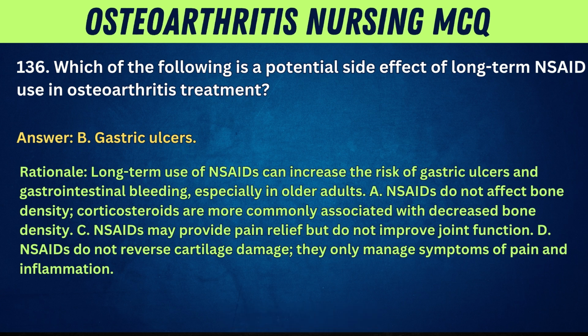Corticosteroids are more commonly associated with decreased bone density. C. NSAIDs may provide pain relief, but do not improve joint function. D. NSAIDs do not reverse cartilage damage. They only manage symptoms of pain and inflammation.